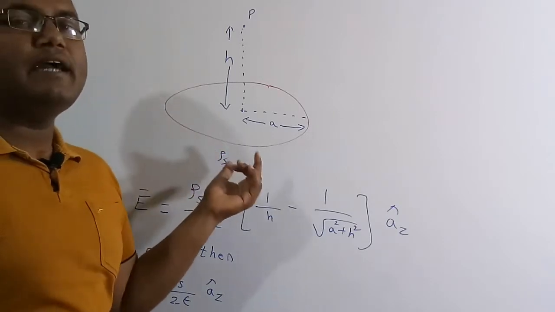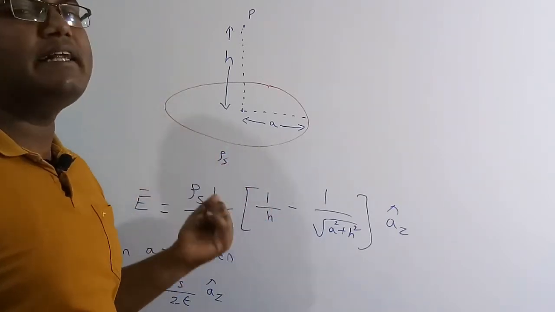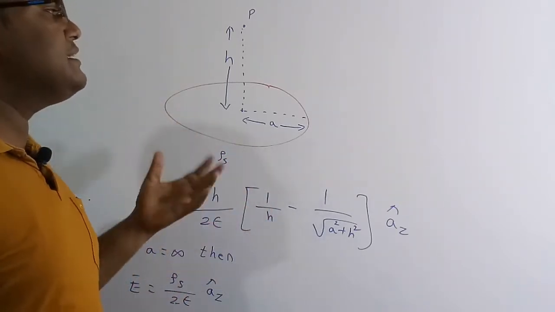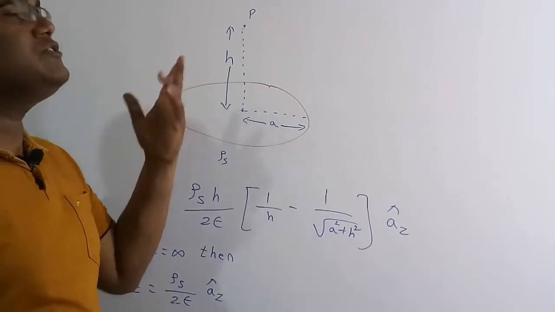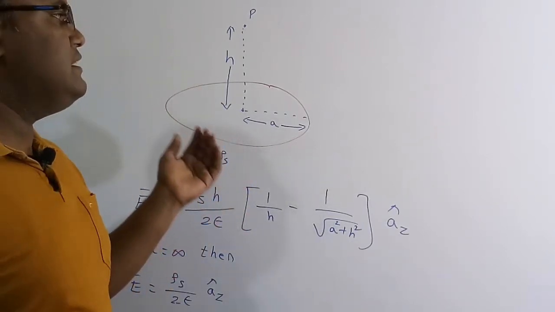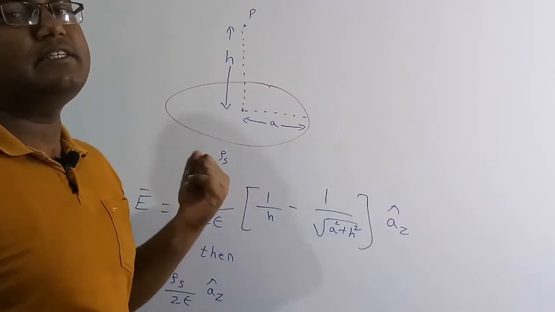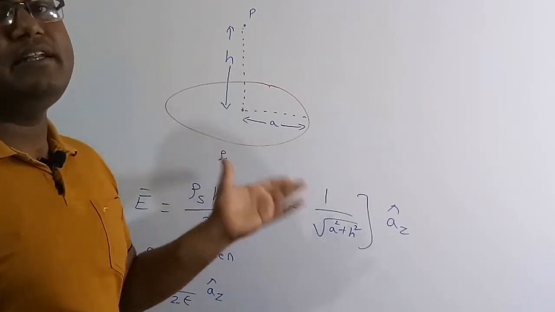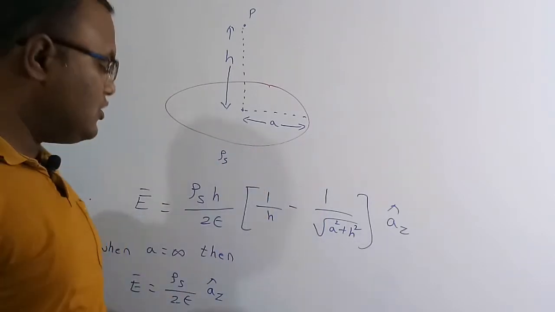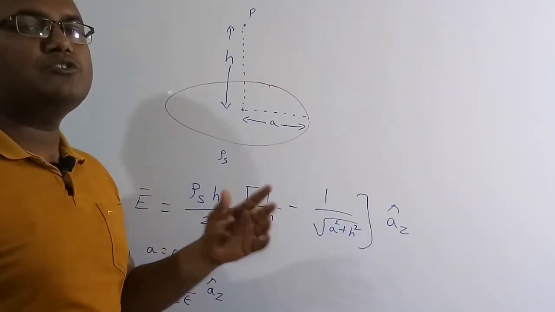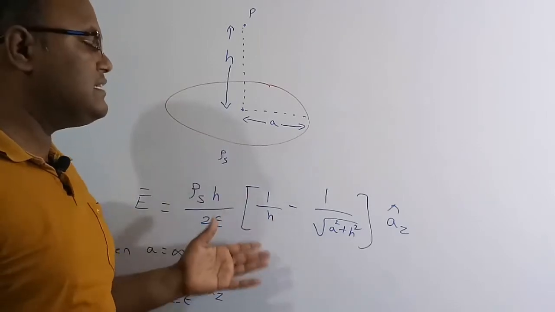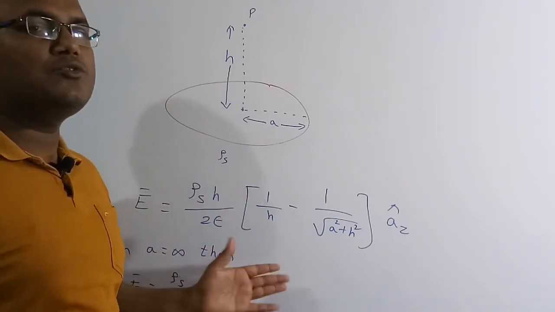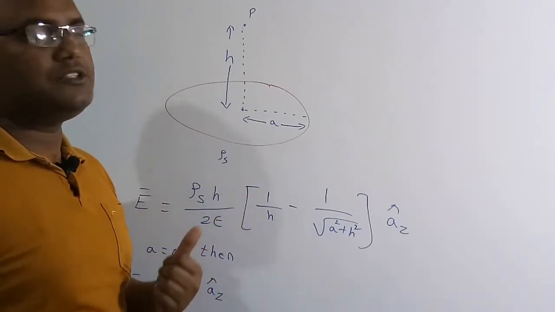But if you consider a finite area, or a finite radius, then definitely the electric field depends upon the distance. If the distance is less, the electric field intensity is higher. If the distance increases, the electric field intensity goes on decreasing. Most of the questions are based on these expressions. That is the reason I told you these expressions, in order to remember them to solve the questions.